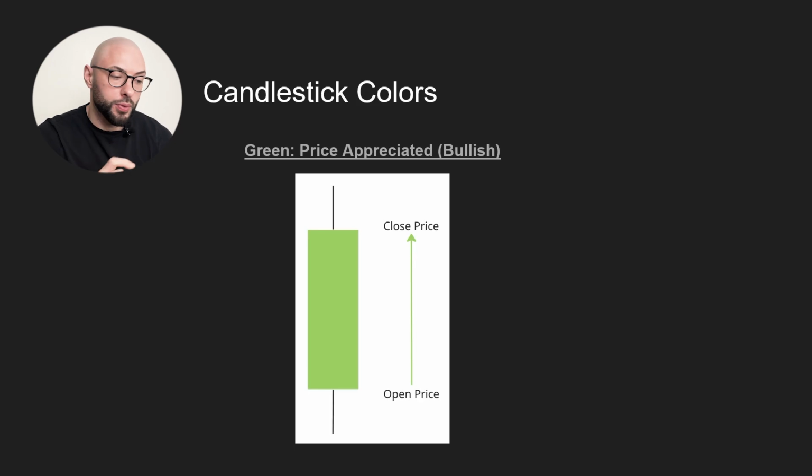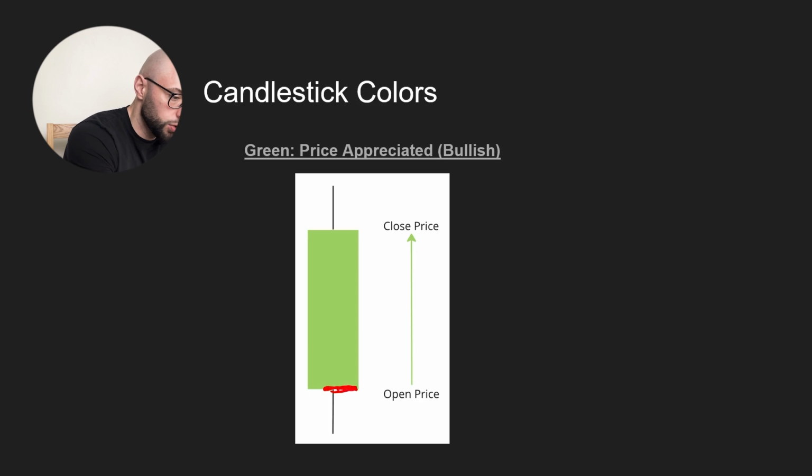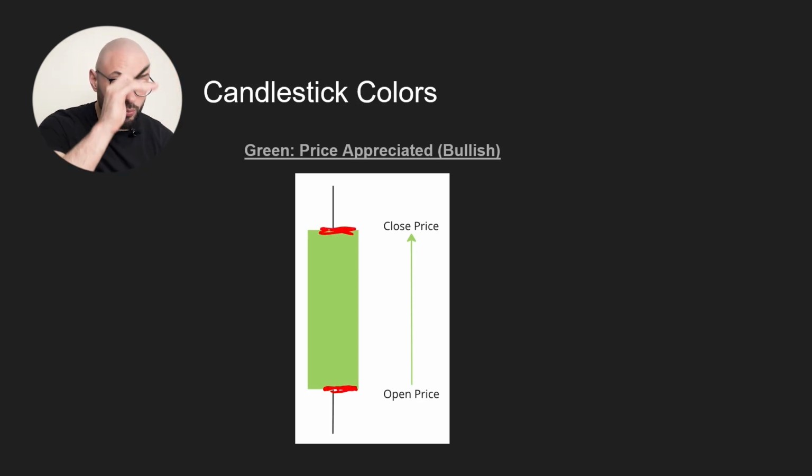So candlestick basics. We have to start with candlestick colors. The first one we'll start with is the green candle. When you see a green candle, it basically means price has appreciated. It's gone up. And the technical term for this that you'll hear many traders say is it's a bullish candle. So green, that's going up, means bullish. And this is what it looks like. What's happened is price has opened at the bottom here and it's closed at the top there. And the wicks indicate how far price went within that time before closing.